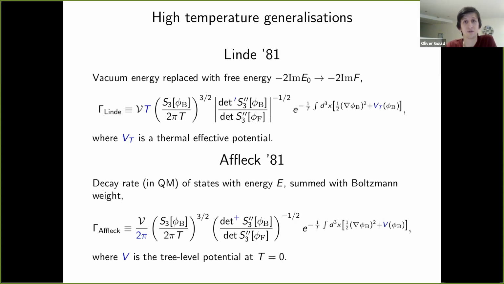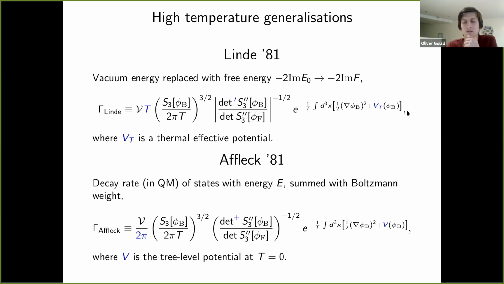So generalizing that to non-zero temperature, and in particular to high temperatures, which is what I'm going to be interested in today, this was done independently by Linde and Affleck in the same year. Linde's approach was to take the vacuum energy result, which is minus 2 times the imaginary part of the energy, and bump it up to the thermal analogy, which is the free energy instead of the vacuum energy. So this can be seen as summing over the vacuum decay rate with a Boltzmann weight. That's the idea behind it. And Linde put forward this result. It's rather similar to the Callan and Coleman one, but not exactly the same.